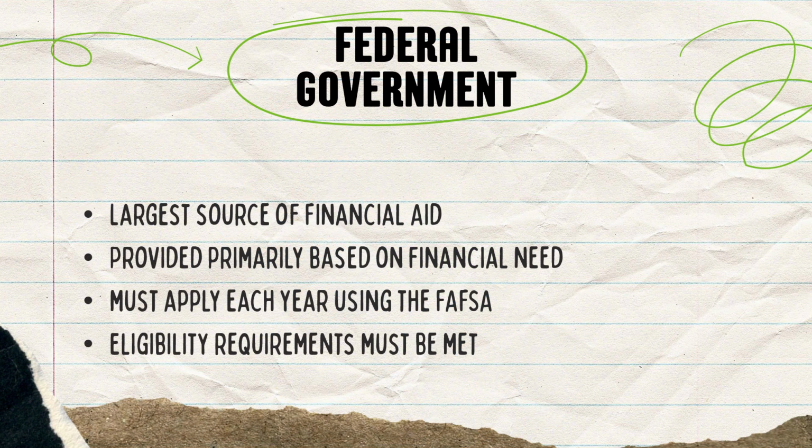Government is the largest source of financial aid. It's provided primarily based on financial need. Students must apply each year using the FAFSA, and eligibility requirements must be met. Rules and requirements are established by the government and can change from year to year. That's why you must fill out the FAFSA application each year.